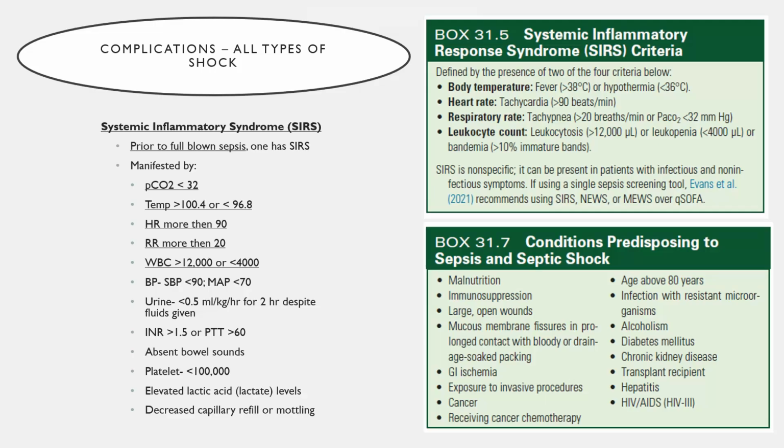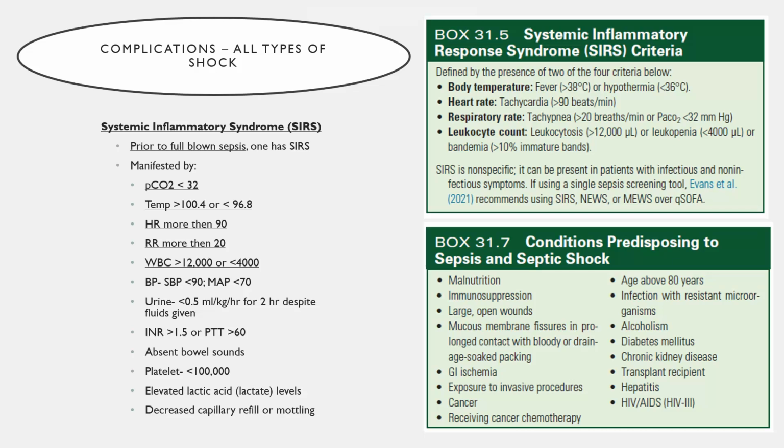Your diastolic may be increasing. Your MAP less than 70. Urine output is going to start to decrease, especially within the 2 hours, despite giving fluids, because the fluid is not in the vessel. Your body's thinking it's dehydrated, so it is holding on to the fluid.